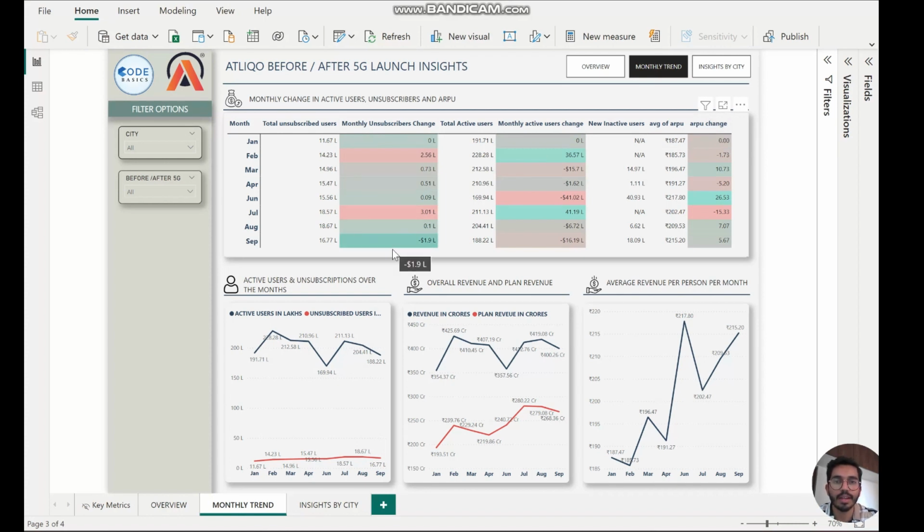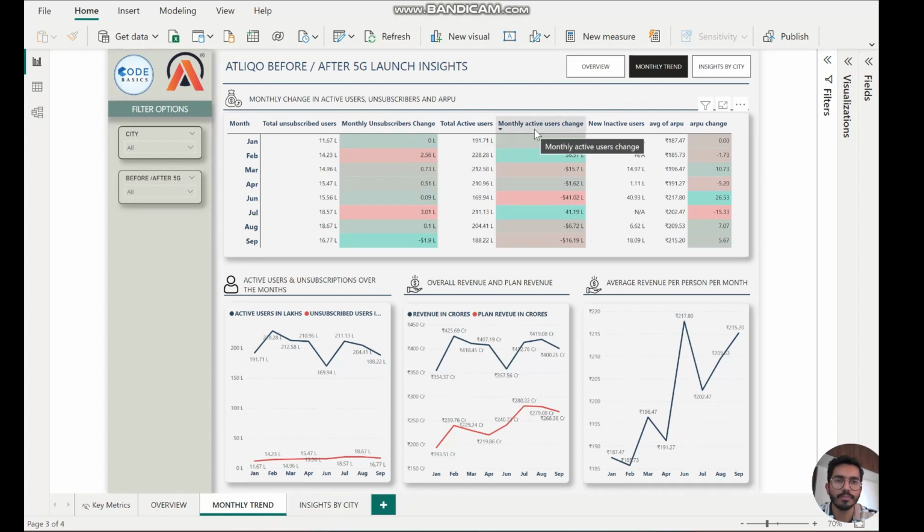Now we can see the monthly unsubscriber change. If it is a negative, which means that these many subscribers went down, which is good, and the red one indicates a potential danger and a loss of subscribers.